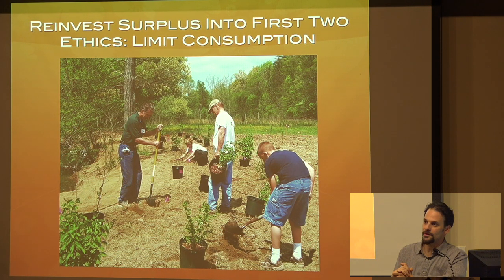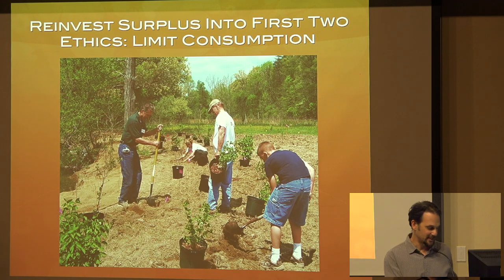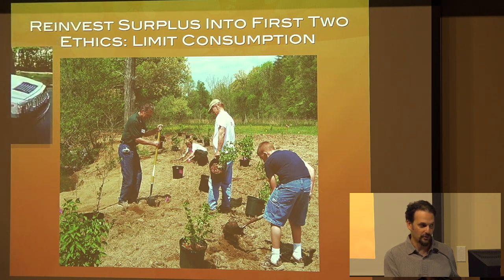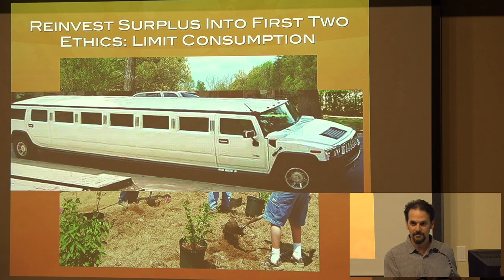And so what we do with our surplus as a society has a lot to do with how we live. In permaculture, we say we should reinvest surplus back into care of the earth and care of people. So I'm going to give you your first pop quiz right here. I know we've just gotten started, but this is a picture of people restoring a degraded riparian area. I'm going to show you this image, and then another image, and you're going to tell me which one seems to represent reinvestment of surplus back into care of earth and care of people. Okay?